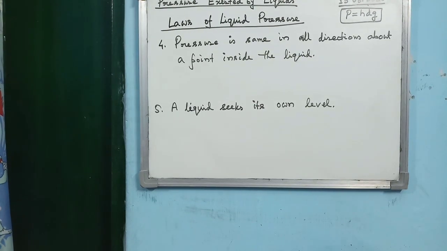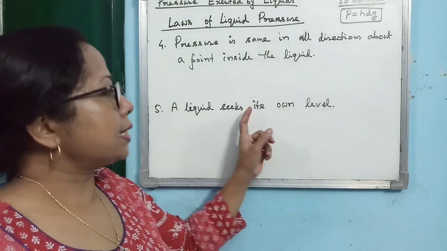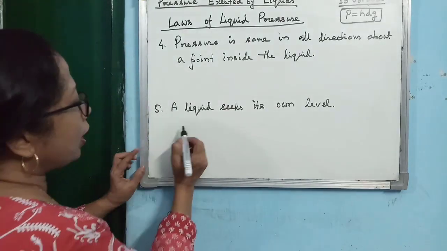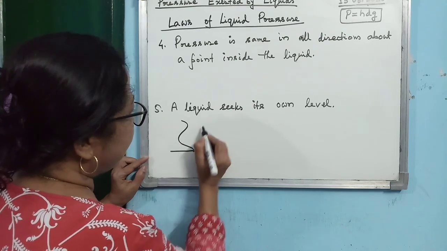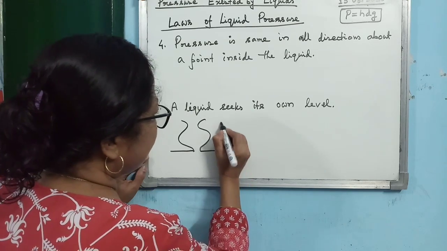Then the fifth and last law of liquid pressure is that a liquid always seeks its own level. Okay, let us try to understand it. Now what you have done, you have taken different shape containers like this. Let me first draw the diagram, then I will give the explanation.